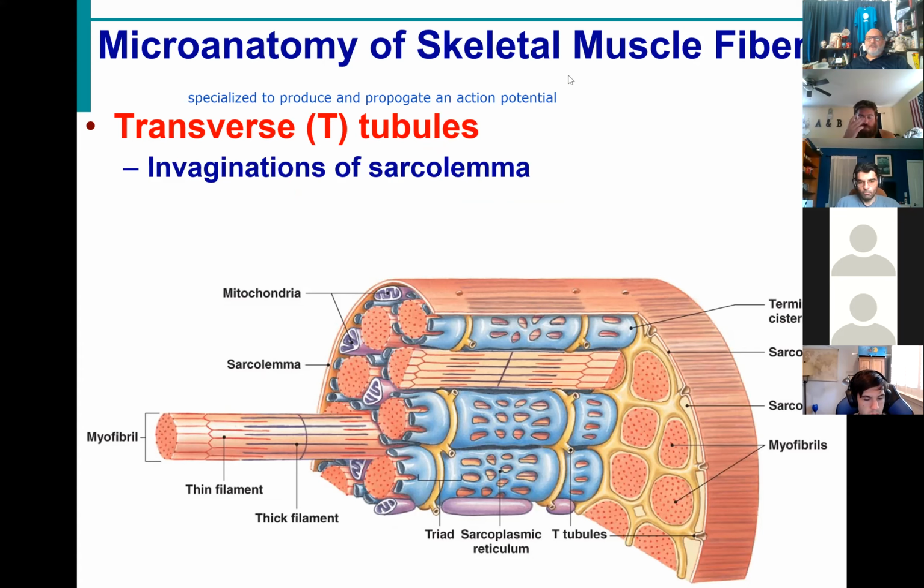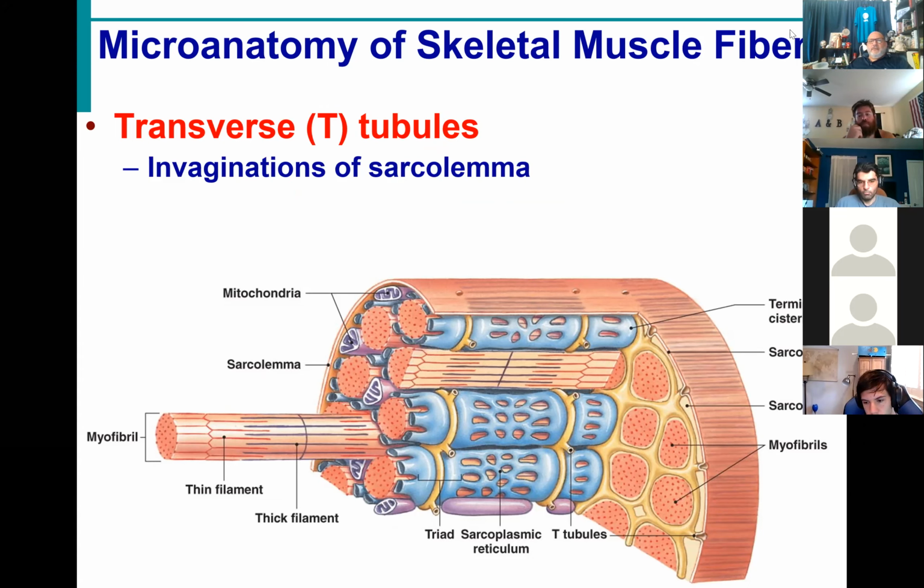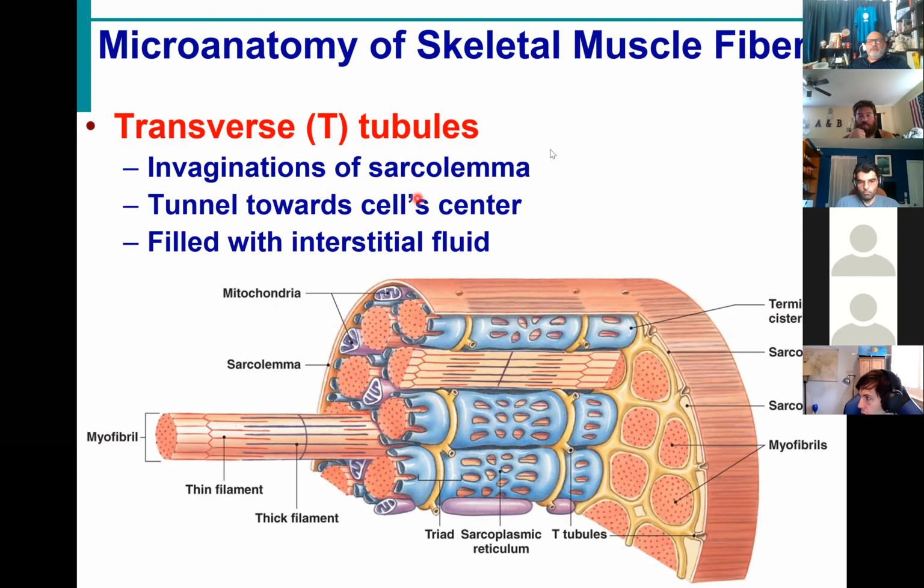Notice our transverse tubule has these invaginations, these folds in it that migrate deep into the plasma membrane. And these folds in the plasma membrane are what are known as the transverse tubules. They contain interstitial fluid. And notice they wrap around the myofibrils, those long thread-like organelles.